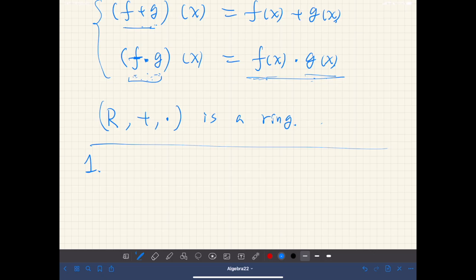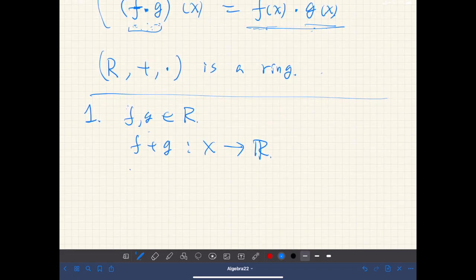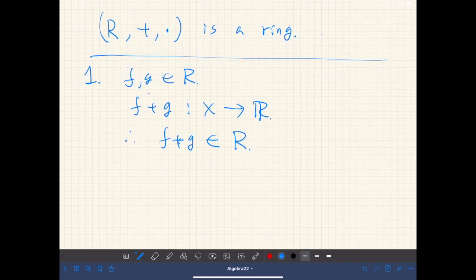So that is, if f and g are elements of R, so f and g are functions from x to real numbers, then f plus g is also a function from x to real numbers, right? According to this definition, therefore, f plus g belongs to R. Okay, so the closure condition is satisfied. So that is A. And next, we'll check associativity.